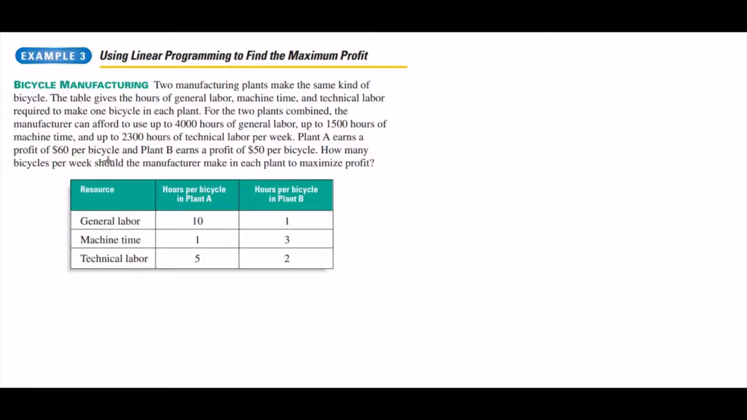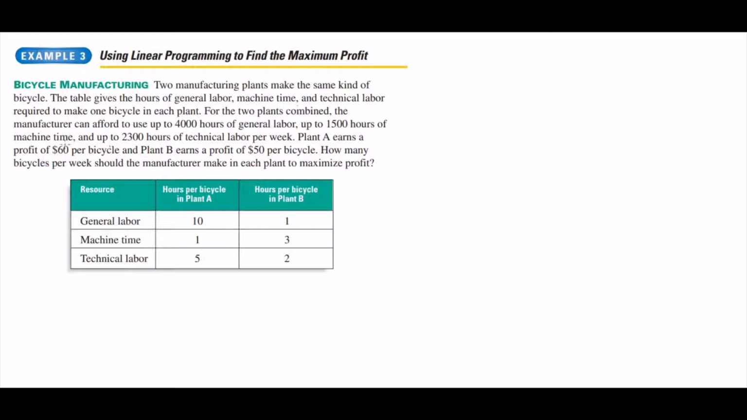Plant A earns a profit of $60 per bicycle, and Plant B earns a profit of $50 per bicycle. How many bicycles per week should the manufacturer make in each plant to maximize the profit? So we need to find the objective function first. So let A and B represent the number of bicycles made in Plant A and Plant B respectively.